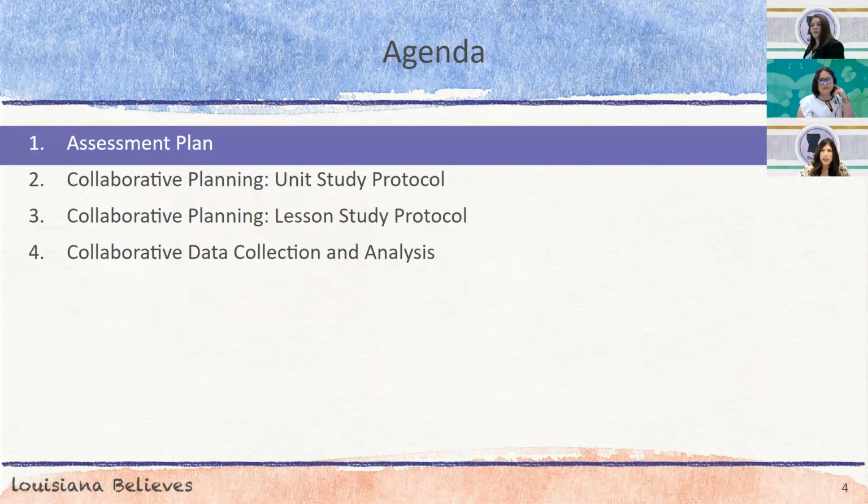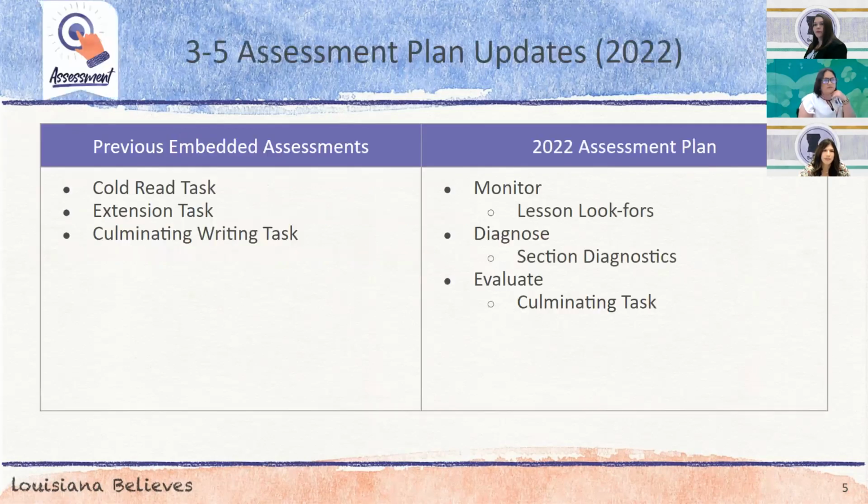The next part of our agenda will explore the collaborative planning protocols using ELA Guidebooks 3 through 5 units with a focus on the assessment plan. One update to ELA Guidebooks 3 through 5 2022 is the assessment plan. During collaborative meetings, teachers can utilize this plan to ground their meetings in student work. Review this chart to see how the assessment plan has been updated.